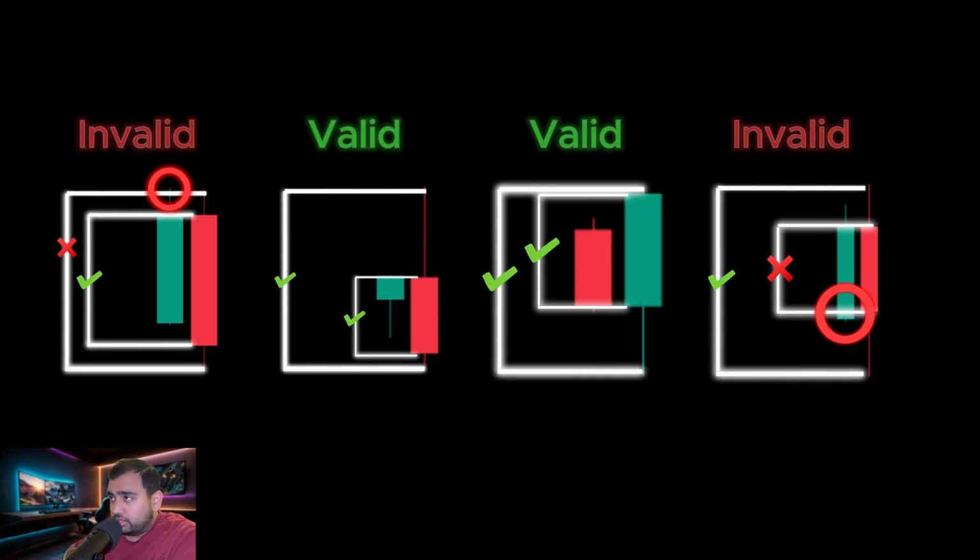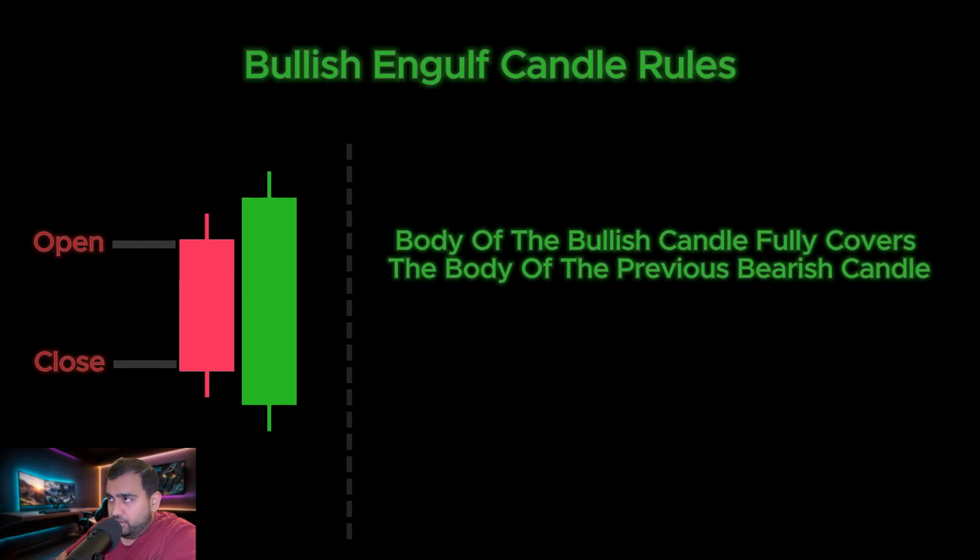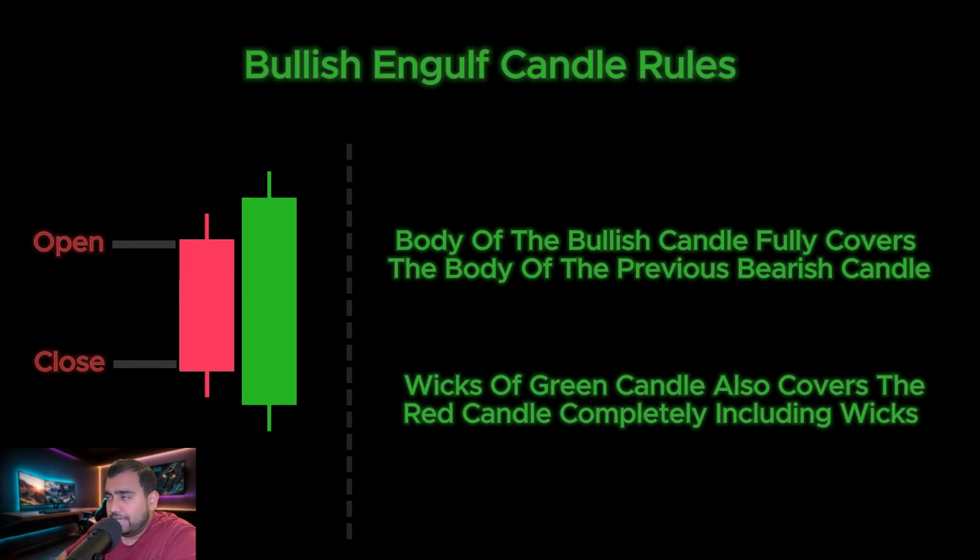All right. Okay, same thing goes for the bullish engulf candle as well. The rules are the same, but you just have to look at the different colors. Now the green body should cover the red body in the case of a bullish engulf, and the wicks should cover the red candle completely. So in that case, this is a bullish pattern. The rules are the same, just the color is different and the perspective is different.